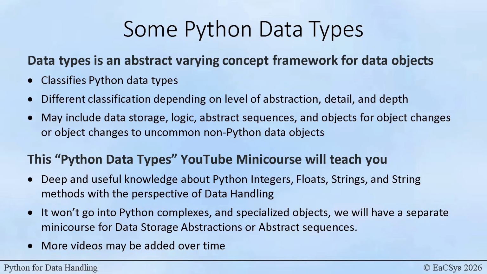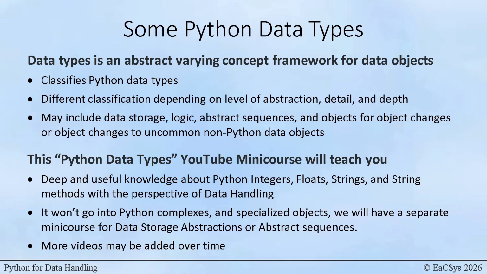All right, let's talk about Python data types. Python data types is an abstract concept framework which is used to classify Python object types. The most common Python data types within data handling are integers, floats, and strings. Various definitions of Python data types may include Python data storage abstractions. They may also include logic, abstract sequences, and even objects made to convert one object type to another object type, or even uncommon non-Python data objects.